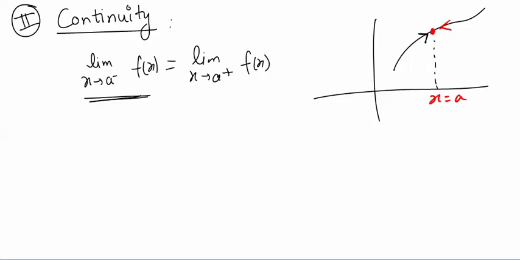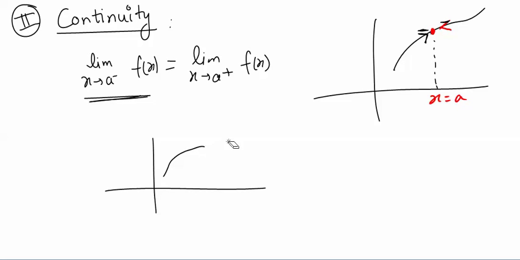Now you have to understand this particular thing. Now this is not the case actually. Try to understand why. See, this is not the only condition for continuity. Why? Supposedly you are approaching from left and you are approaching from right, you are getting the same value, right?